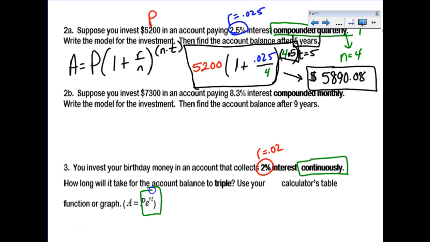We're going to be using PERT. The reason it says PERT down here is because of the word continuously. So you're going to be given that. You don't have to memorize that. But you do have to know what all these things represent. So P is your initial principal. 100. Yep, it could be anything you want. $100 sounds good. So let's invest $100.